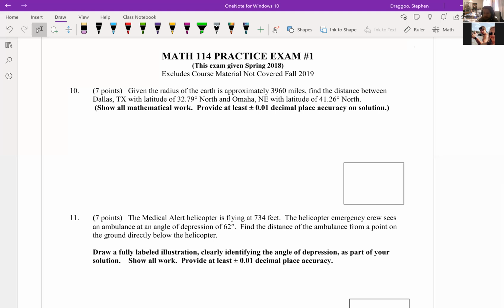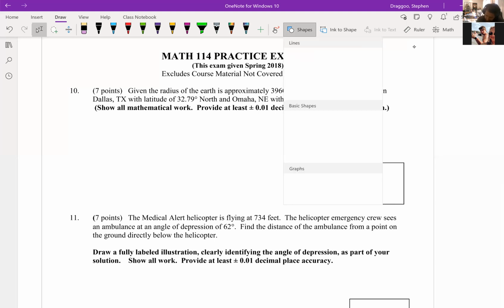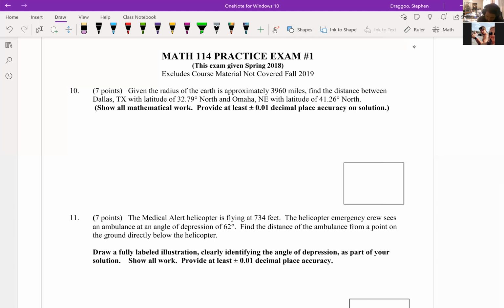So yeah, cool. Find the distance between Dallas and Omaha. Fortunately, you don't need to know that Omaha is in Nebraska in order to effectively solve this problem. So let's do this. Put what's roughly a circle up here.